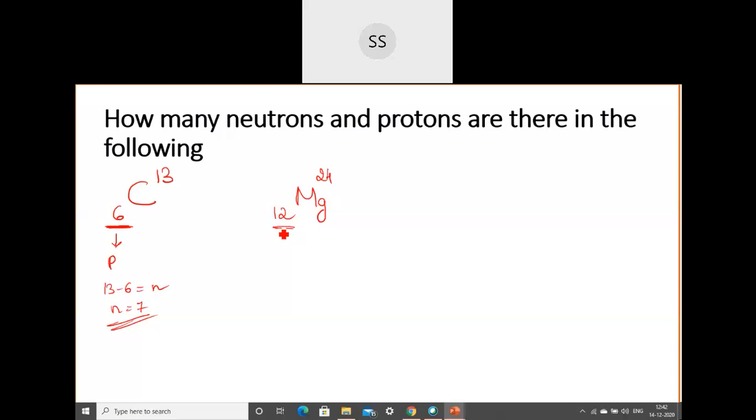And in this case, magnesium case, yeah, correct. 12, the number which is written below, that itself is a atomic number, correct? No, so proton number is equal to atomic number. So proton is 12 and 24 minus 12. 24 minus 12 will give you number of neutrons. So that is also equal to 12.